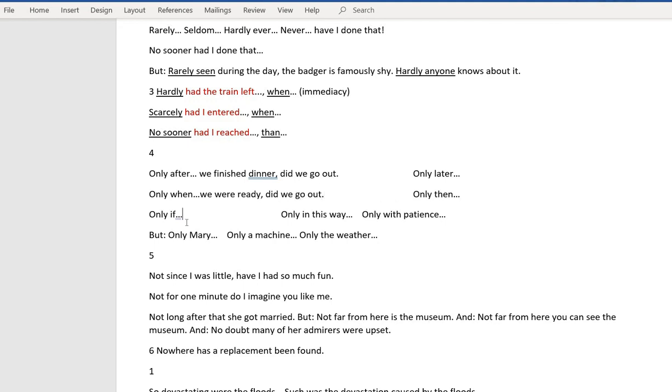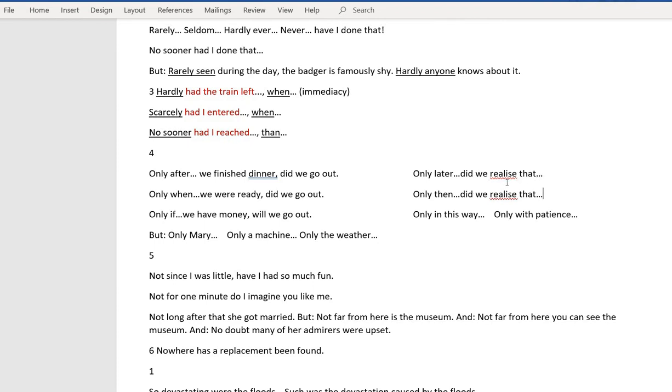"Only if we have money will we go out," right? Now, "only later did we realize that blah, blah, blah." "Only then did we realize that." Word wants me to use American spelling, right? "Only in this way can I be happy," right? "Only with patience."